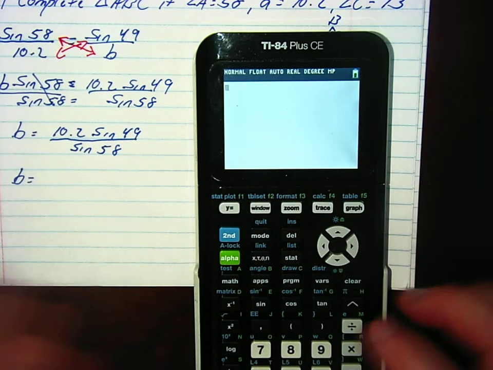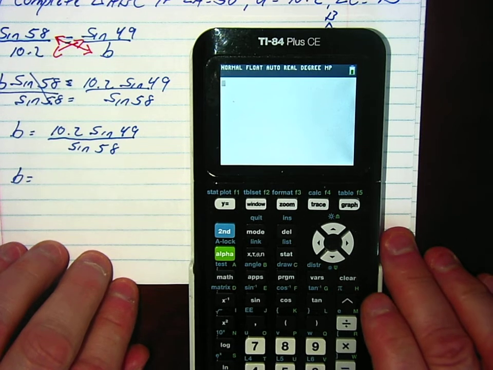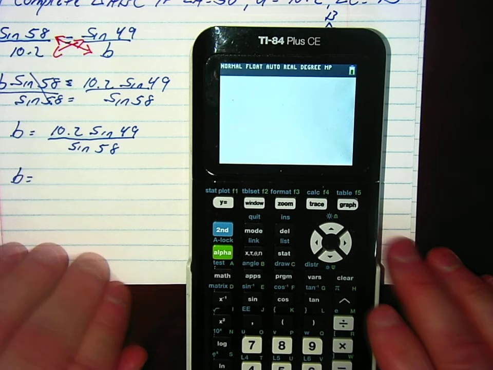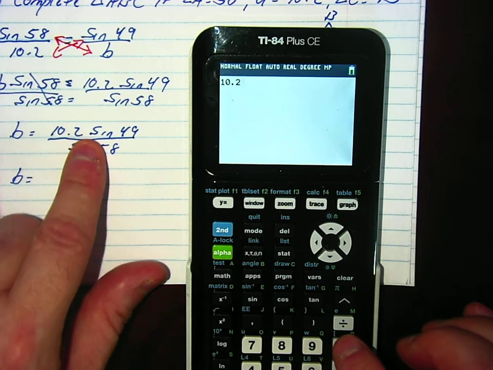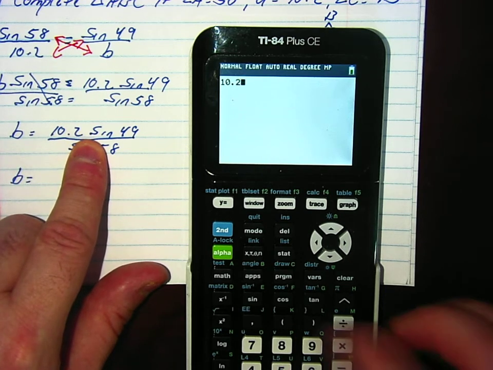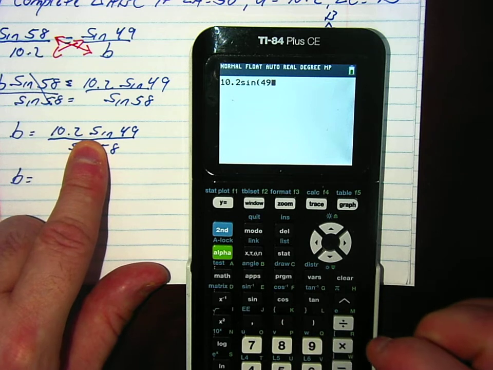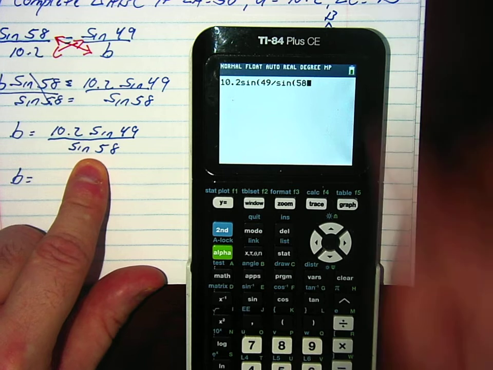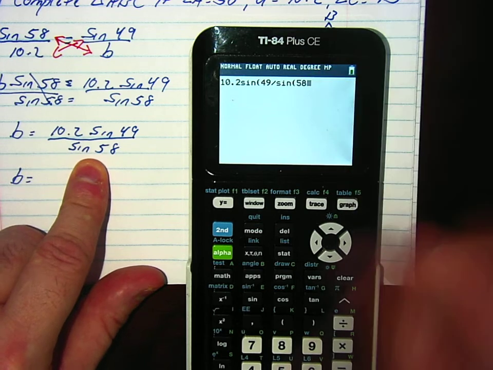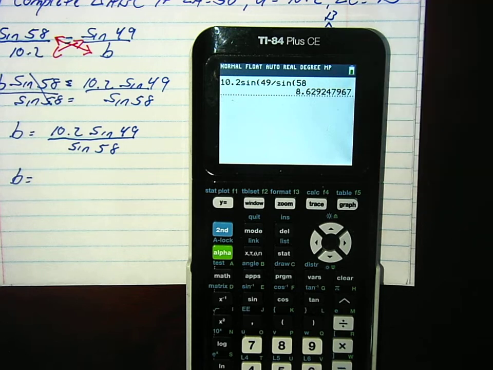All right, so I'm going to show you the wrong way to do it, and I'll let you see that it's the wrong answer. Here's what I'm going to put, 10.2. Now I can hit times, but I don't have to. If I just hit sine of 49, my calculator knows that's multiplication. And I've got to divide that by the sine of 58. Now make sure your calculator's in degree mode, which it is, so I'm good here. And there's B. Problem is that's the wrong answer.